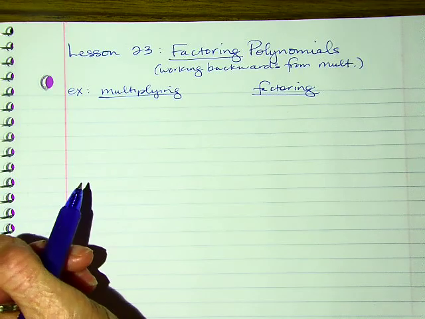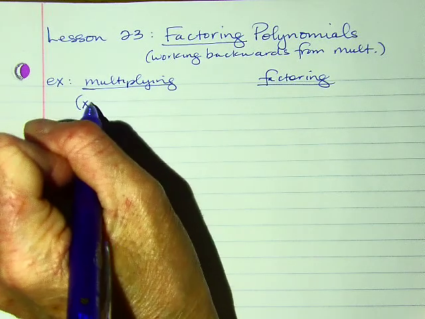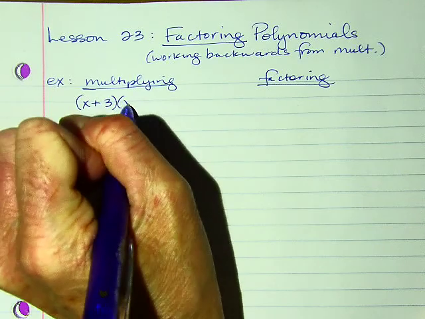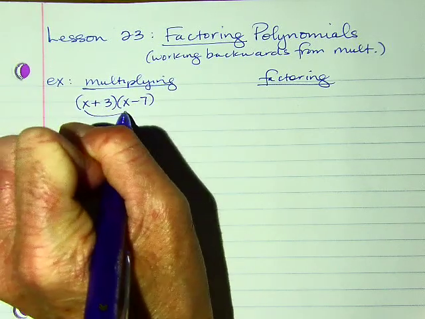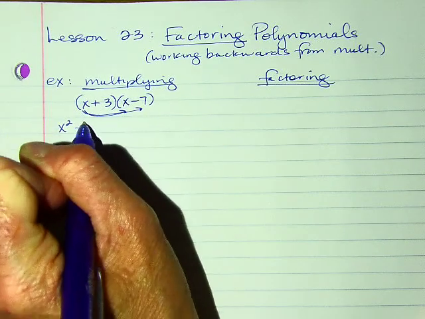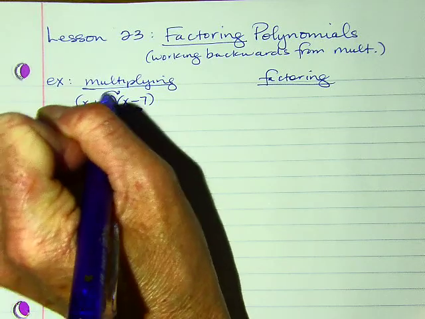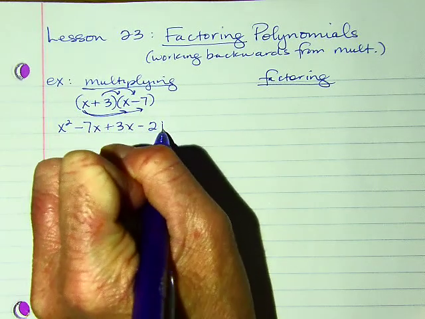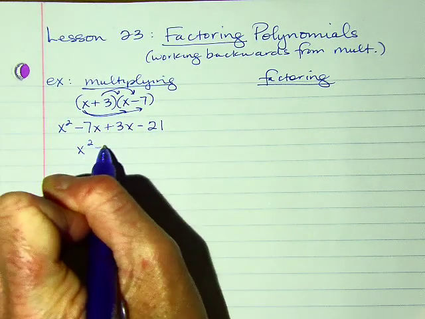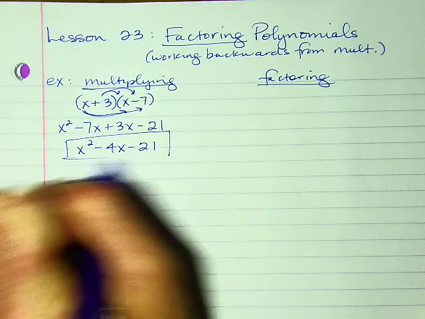So, to keep the video at a decent length, when I multiply, for example, x plus 3 times x minus 7, I distribute, right? X times x is x squared. X times negative 7 is negative 7x. 3 times x. 3 times negative 7. And I would combine like terms to get x squared minus 4x minus 21.